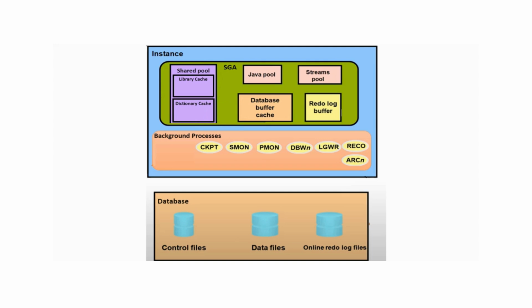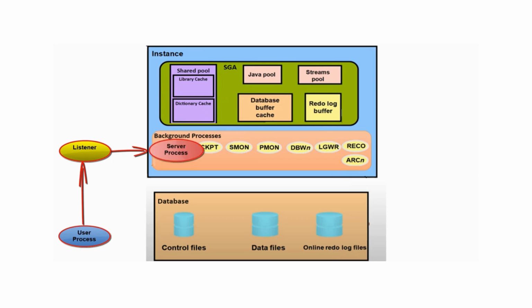Let's assume that a user wants to connect to the database and make a query about a specific table. We talked in the previous video that the user first connects to the listener. The listener connects to the Oracle instance and creates a server process. After verifying the connection, a session is opened directly between the server process and the user process. After that, the server process completes all the user's requests in the database.